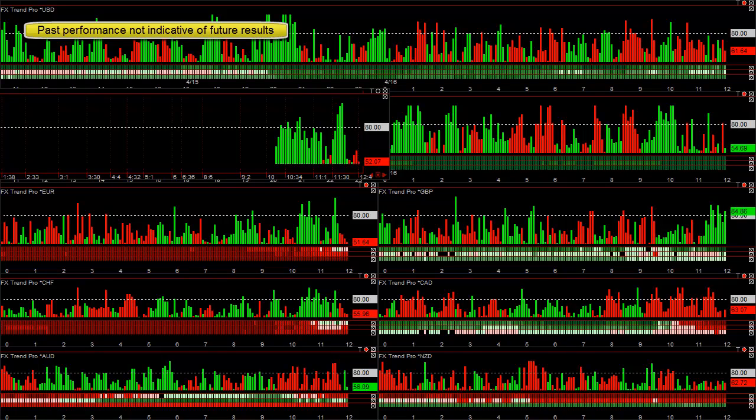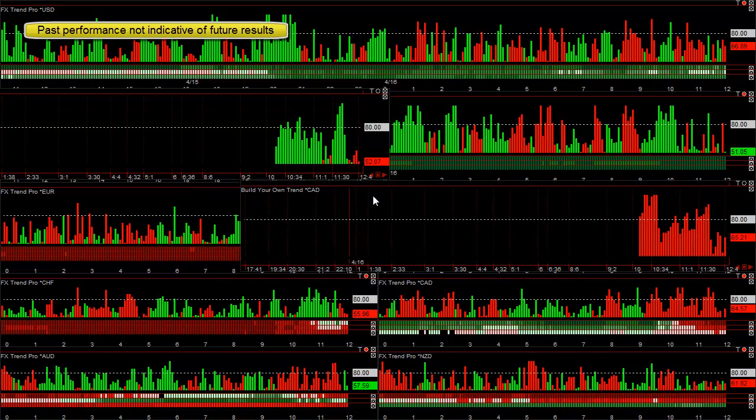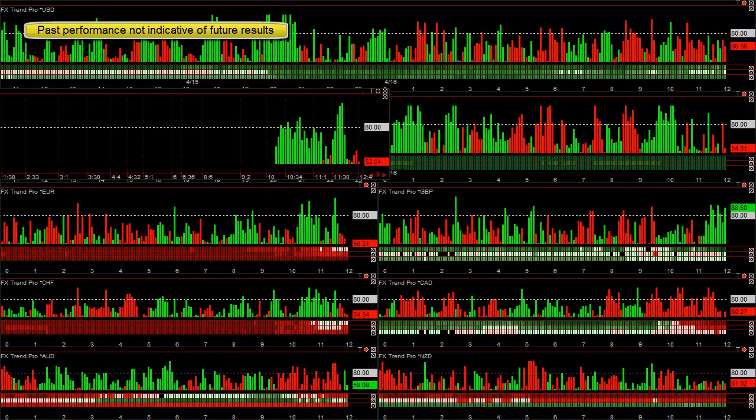amounts of weakness. Here's the CAD, which you can see down here on our old one. The range bar charts and the currency meter on that only works live, but it's pretty clear that this is extremely weak as well. And I also noticed one thing as well in terms of when currencies change direction.